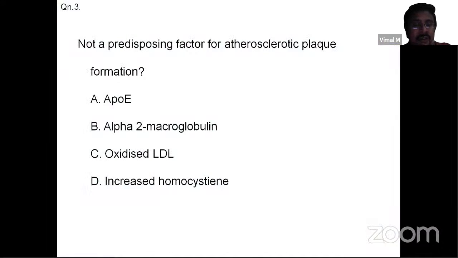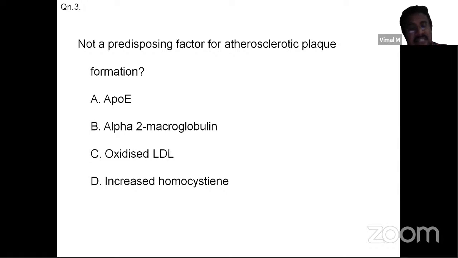Third question: which is not a predisposing factor for atherosclerotic plaque formation? The options are ApoE, alpha-2 macroglobulin, oxidized LDL, increased homocysteine.